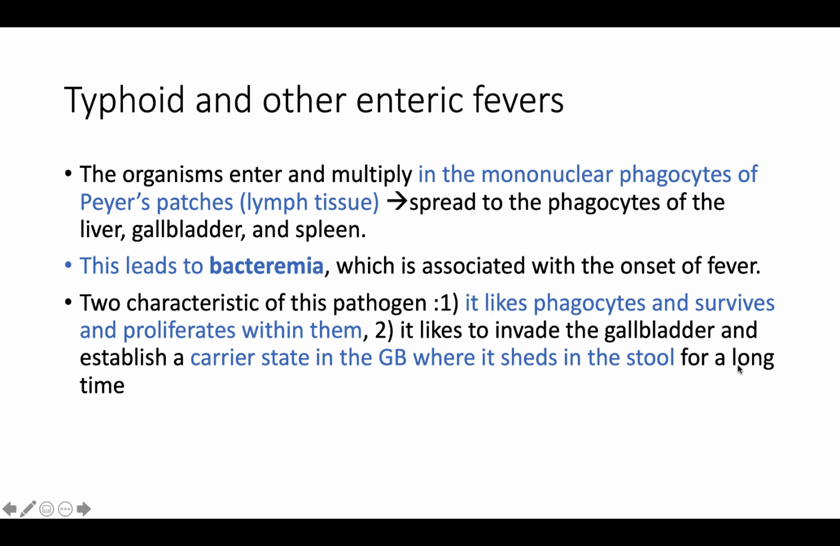And then it's very important that it likes to invade the gallbladder. You know the gallbladder keeps secreting bile, and bile doesn't really affect the gram negative, so it will keep being secreted with the bile, and then that will cause a carrier state in the gallbladder and keeps shedding in the stool for a very long time. So these are two important characteristics of typhoid and the other enteric fevers.